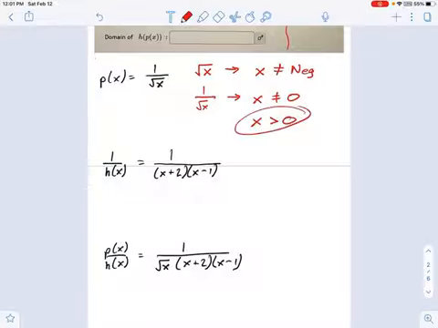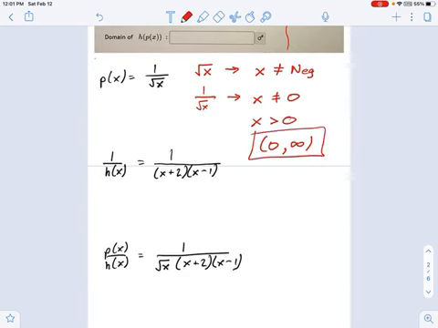Now, this isn't interval notation, so you're not done yet. You have to write it this way: 0 through infinity. That's your actual answer. They mean the same thing, but this problem wants everything in interval notation, so there we go.